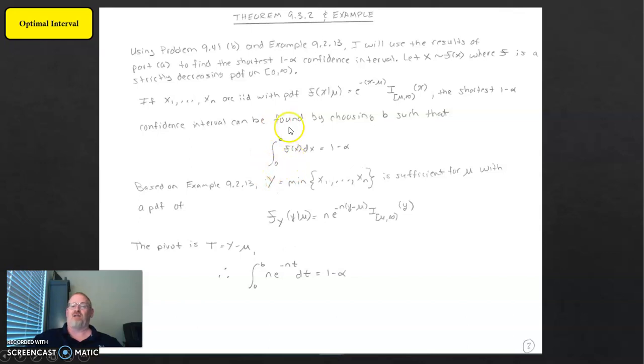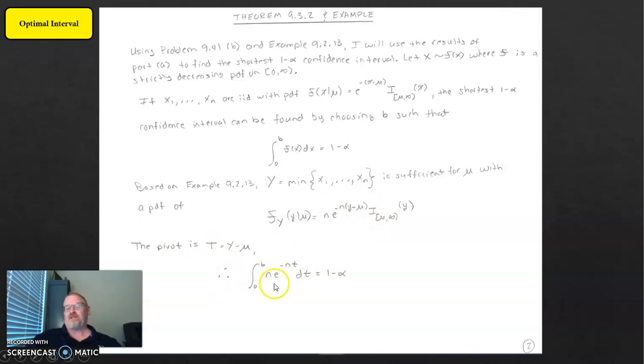So now really what I can do is just set up part 1 of that theorem. All I need to do is find b. Based on example 9.2.13, I have a new random variable, the minimum Y of my X1 to Xn, which is sufficient for mu with a PDF of the following. Now I'm rewriting this: f of Y given mu is n e to the minus n(y minus mu). So my pivot is just going to be Y minus mu.